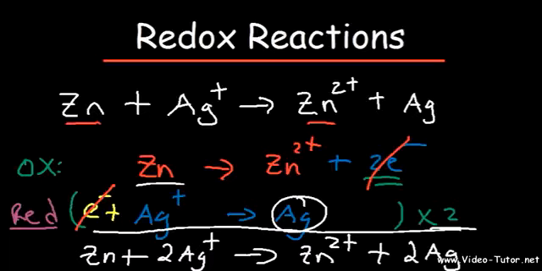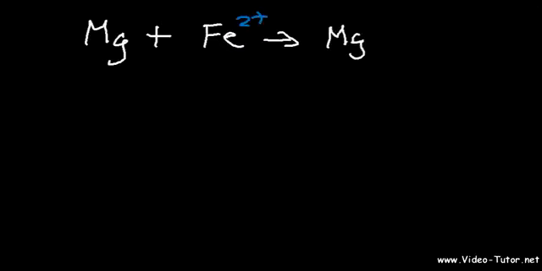Let's try another example for the sake of practice. So let's say we have magnesium with Fe 2 plus. Let's say it converts to Mg 2 plus and Fe. Now feel free to pause the video and try this example yourself and see if you can get the answer, and then unpause it when you're ready.